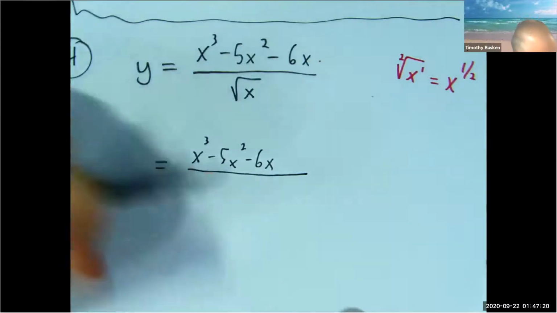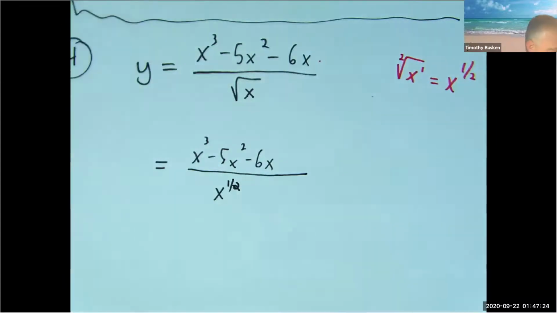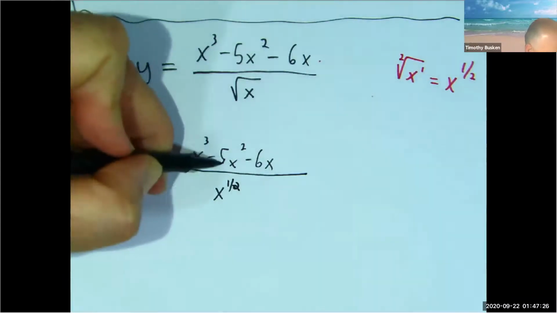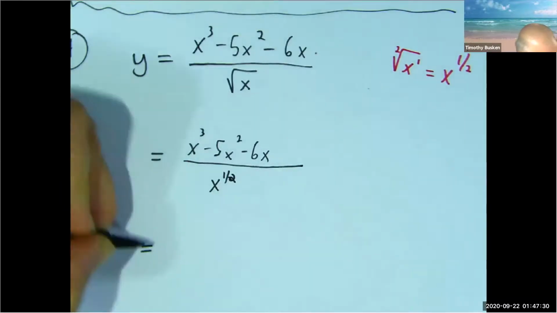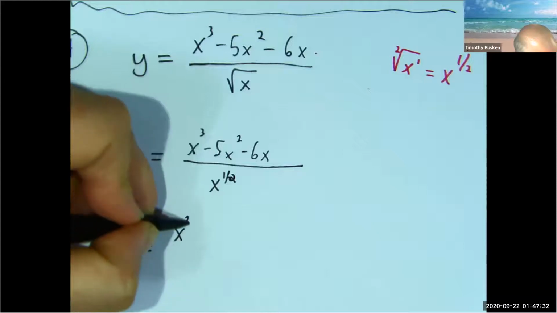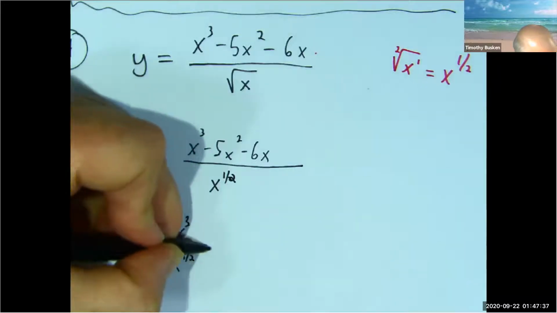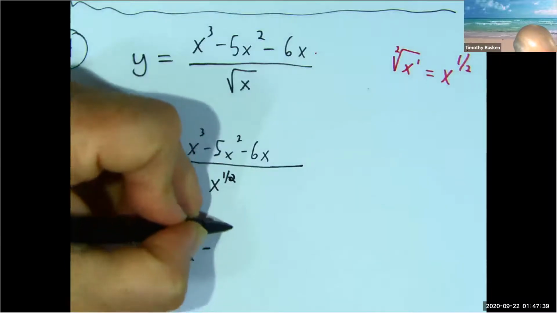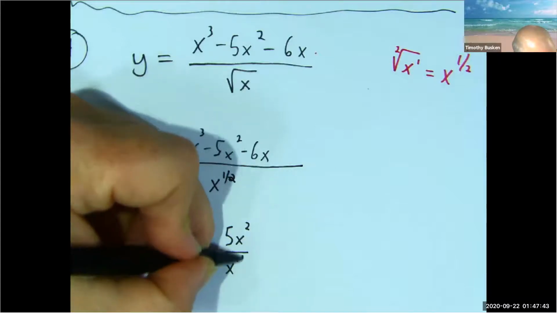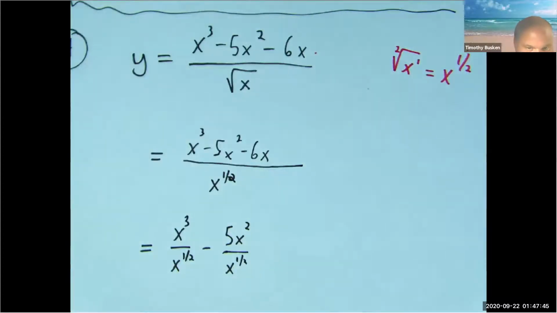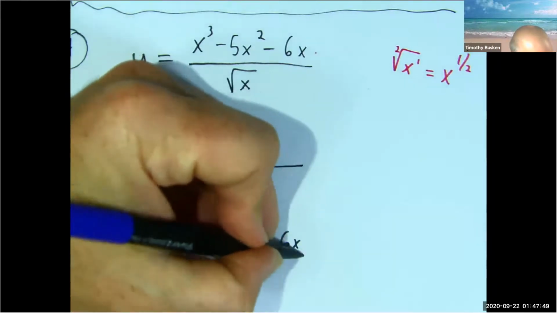Okay, so the denominator is now x to the 1/2 power. And now I can divide each one of these terms by x to the 1/2 power. So this is equal to x cubed over x to the 1/2, minus 5x squared over x to the 1/2, and then minus 6x over x to the 1/2.